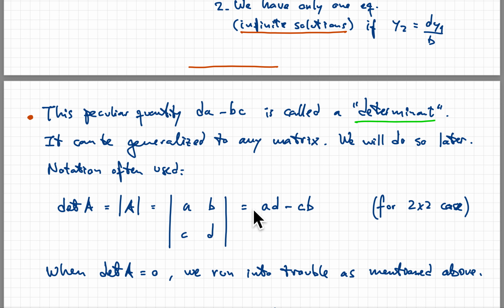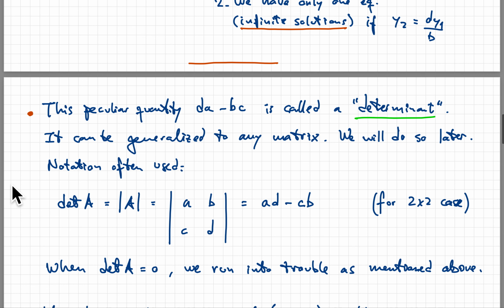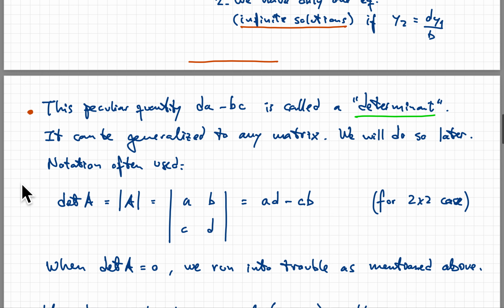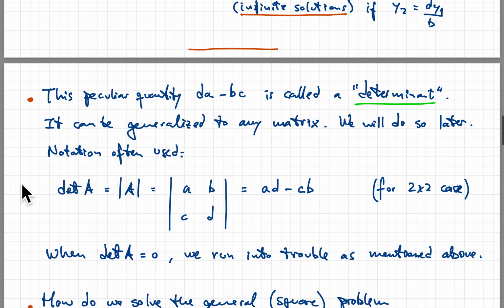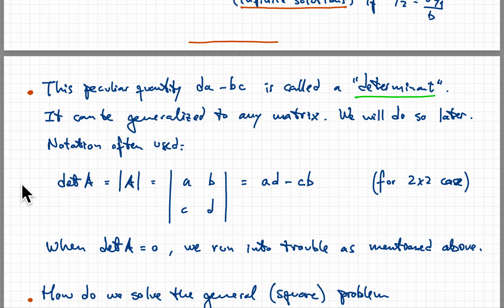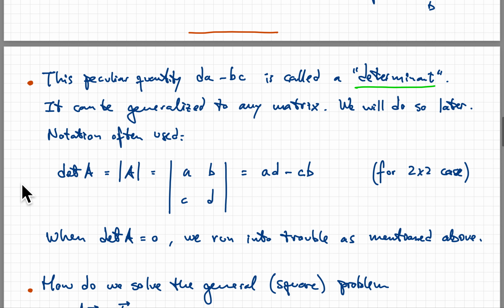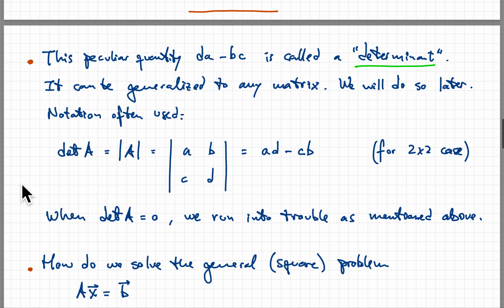So you can think about it this way: multiply across the diagonals, and you subtract the two. And that's what you get for the 2x2 case. For larger cases, 3x3 or other cases, there's going to be another definition that is of course compatible with this one, that we'll talk about in a future video. Now, when this determinant is 0, we run into trouble as mentioned above, and that remains the property for larger systems as well. When the determinant is 0, or very close to 0 in numerical situations, these are places where you want to be careful because you may run into trouble.